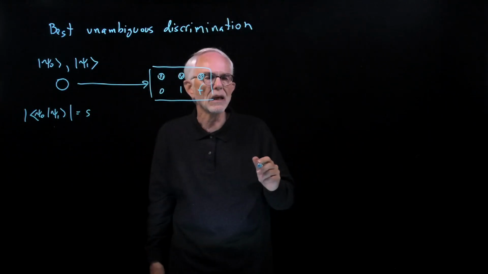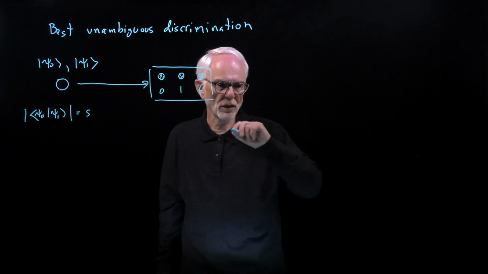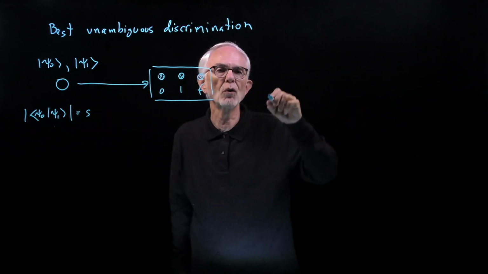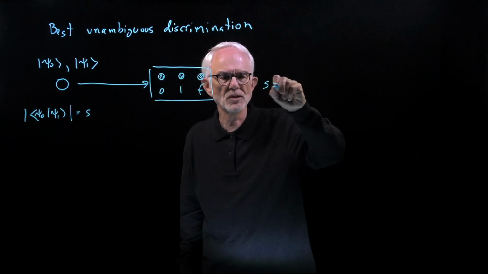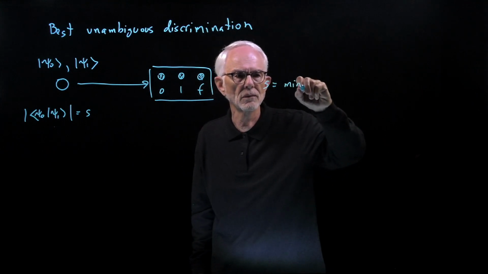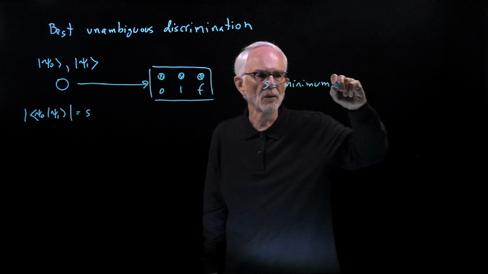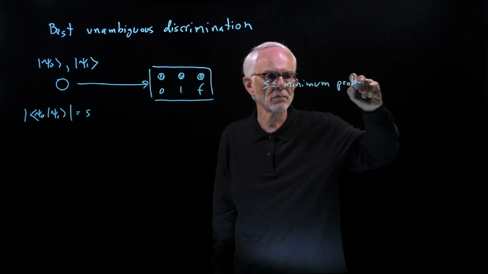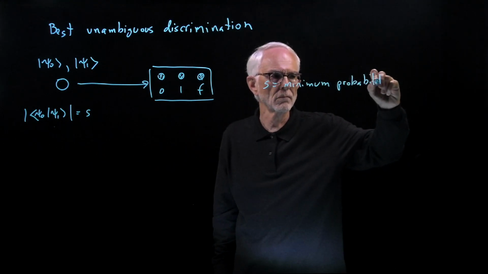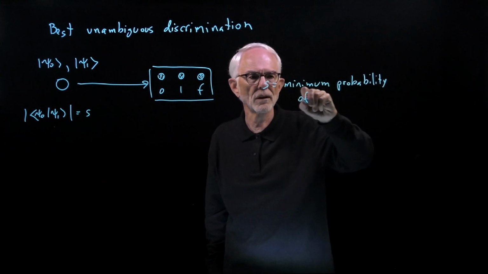Now, as I said, the best unambiguous discrimination is the one that minimizes the probability of failure. And it turns out that the minimum probability of failure is in fact just the overlap. So S turns out to be the minimum probability of failure.